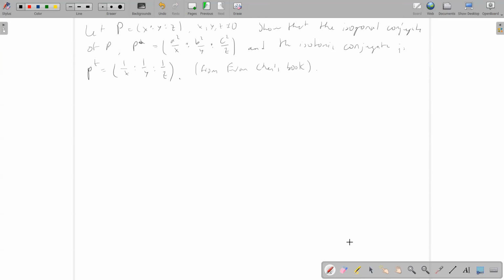So give this a try for a while. What are isotomic conjugates and isogonal conjugates? Okay, well, that is a good question.